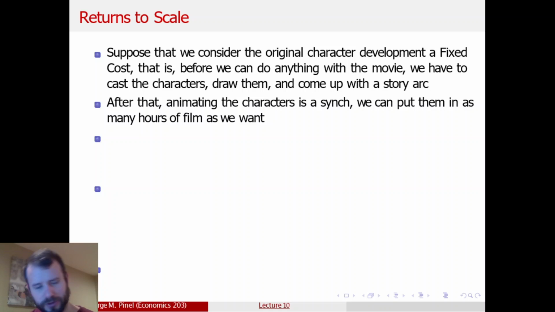And for you guys who are probably interested in CGI, I understand that's not easy, but this is just an assumption we're making, right? So coming up with the characters is hard. Getting them to move in the frame is not very hard. Okay, so once we have the characters developed, it's very easy to create additional minutes with the character.